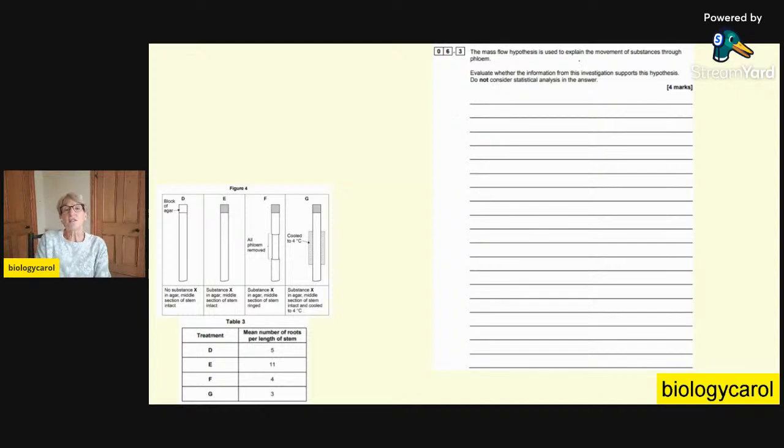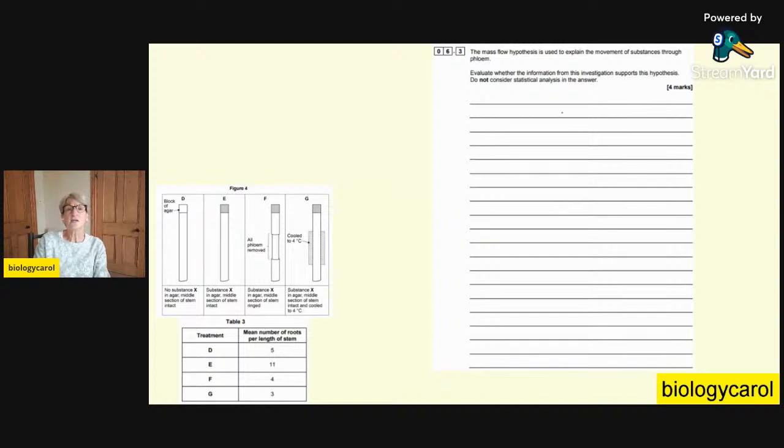Right, mass flow hypothesis is used to explain the movement of substances through phloem. Evaluate, oh my goodness, evaluate means pros and cons, advantages and disadvantages. Evaluate whether the information from this investigation supports the hypothesis. Do not consider statistical analysis in the answer. So really kindly, they're absolutely telling you what isn't in the mark scheme.